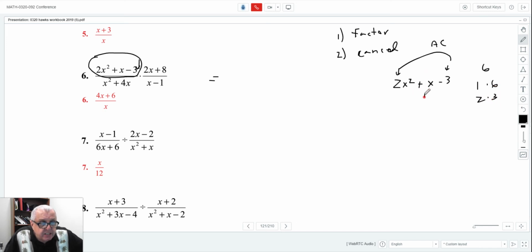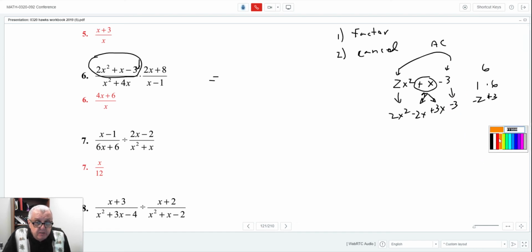How do I get a plus 1 in the middle? If I do a plus 3 and a minus 2, that gives me a positive 1. So this factors to a negative 2x and a plus 3x. Do you see? Negative 2x plus 3x still gives me a positive 1x. Then I bring down my 2x squared and my minus 3. Now I have 4 terms, so I have to factor this by grouping.